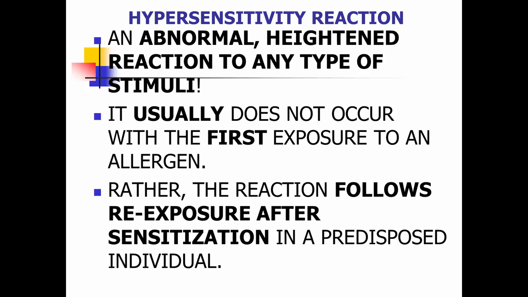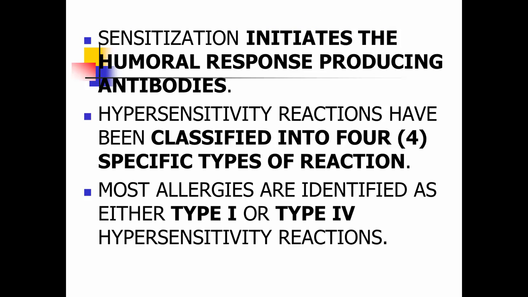So the reaction follows a re-exposure after sensitization in a predisposed individual. So there has to be some genetic predisposition or familial tendency for you to have those tendencies to develop allergies. Very important that the reaction is on re-exposure after the patient has been sensitized. So sensitization initiates the humoral response producing antibodies. Again, those are your B cells.